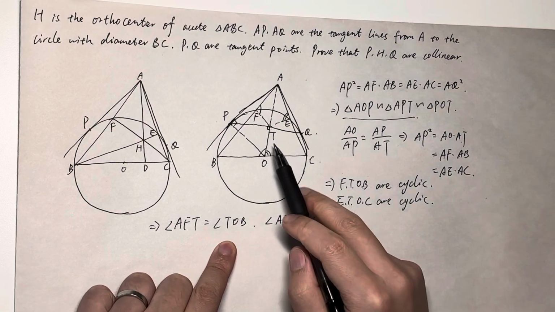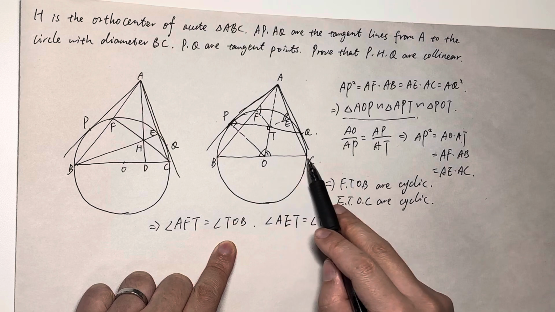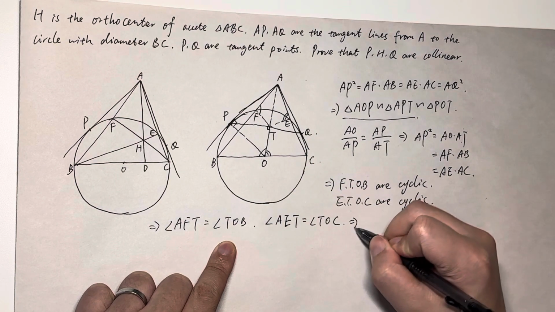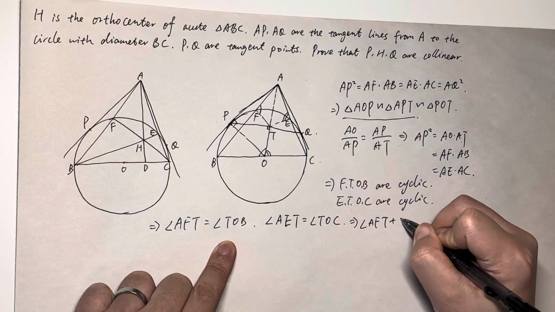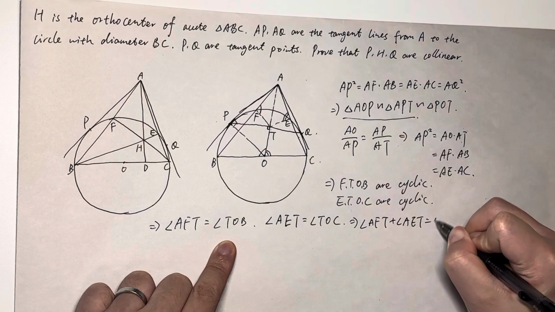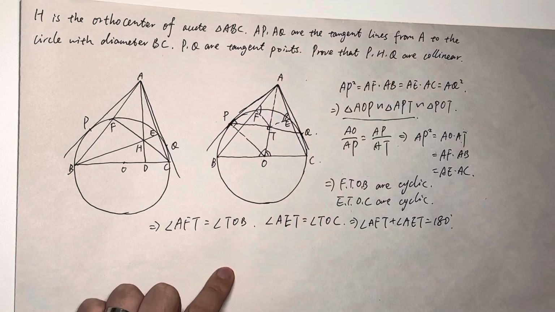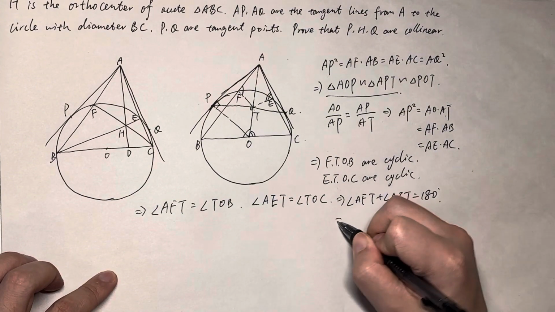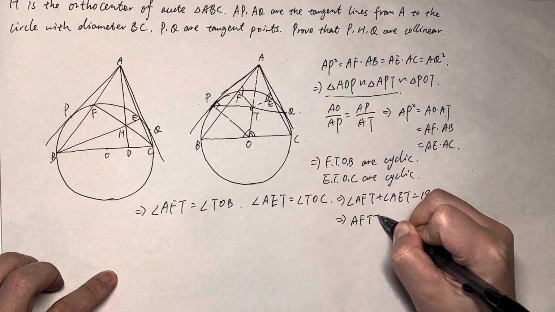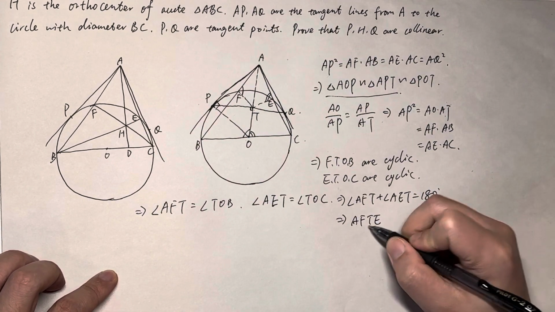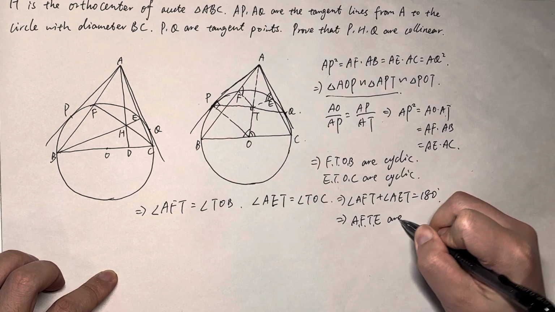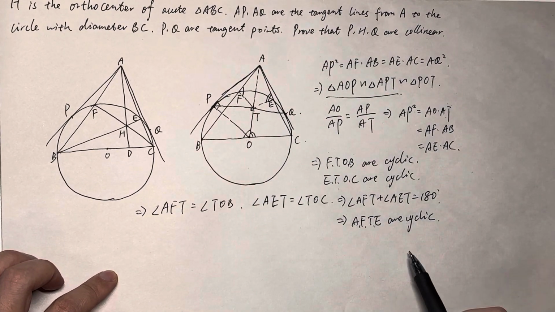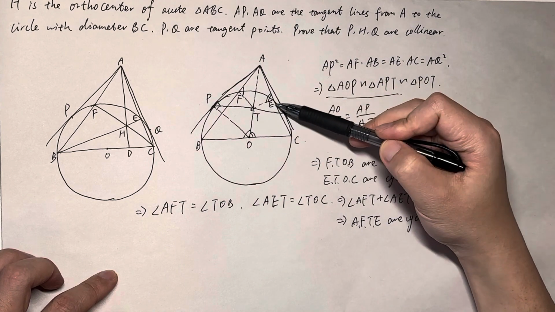And because angle TOB plus angle TOC equals 180 degrees, that means angle AFT plus angle AET equals 180 degrees, right? And that means AFTE, these 4 points are cyclic, right? AFTE are cyclic.